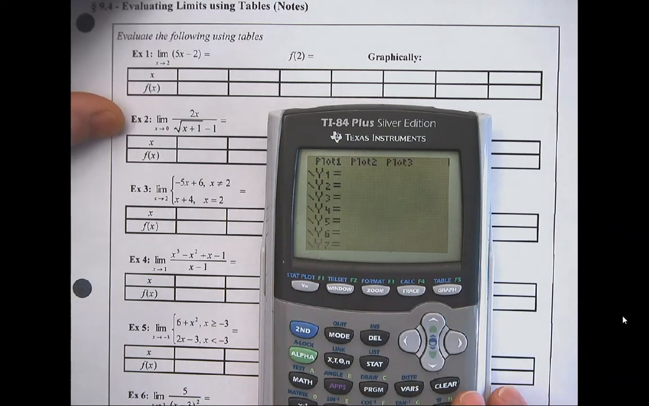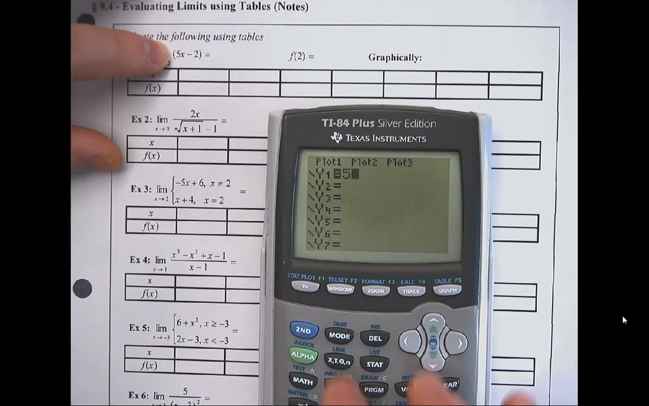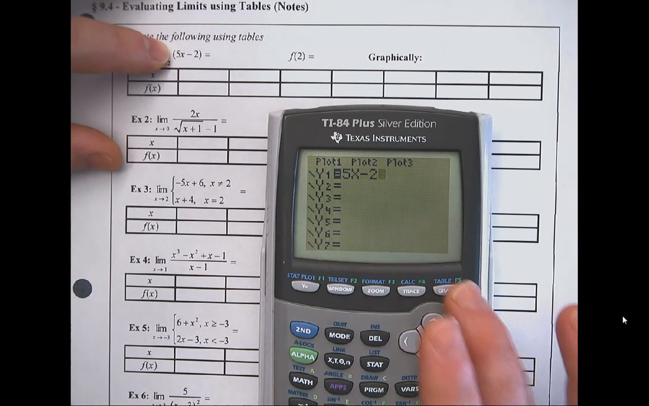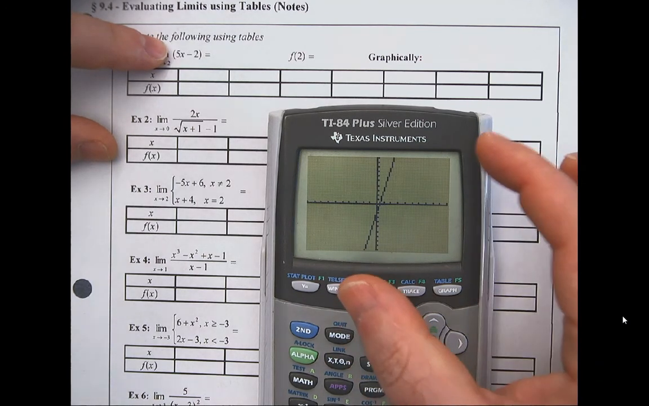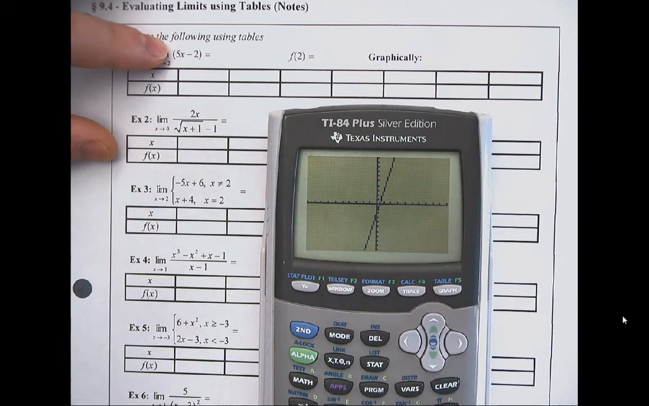Go to y equals, and input the equation, 5x minus 2. Now, if you want to graph, feel free. There's no real need to graph because it's not helping us figure out what's happening. I mean, you could probably predict where that's going above 2. But we're going to use our table to set this up.